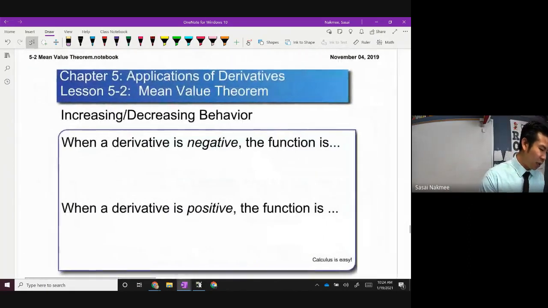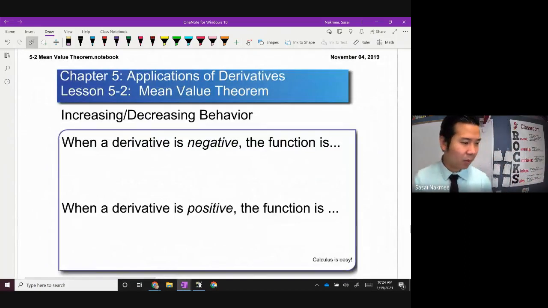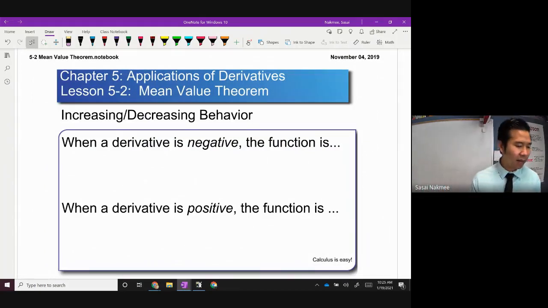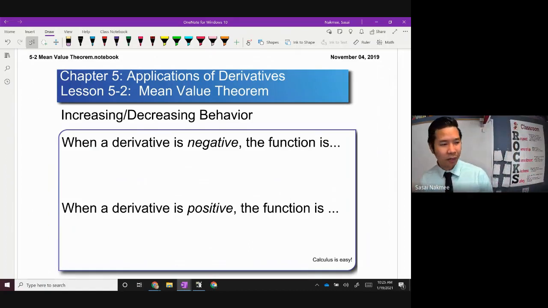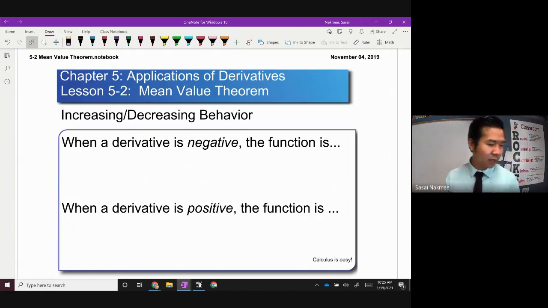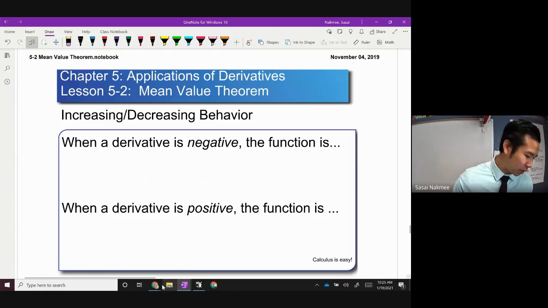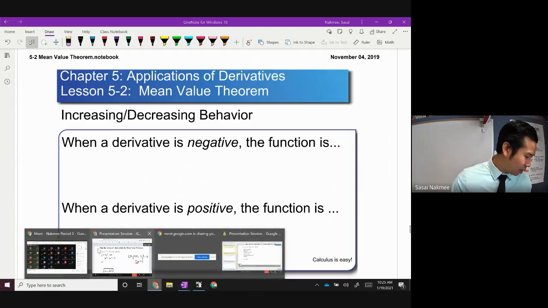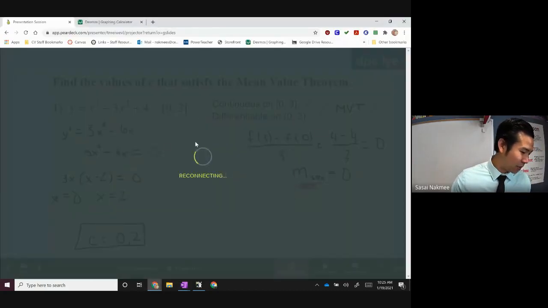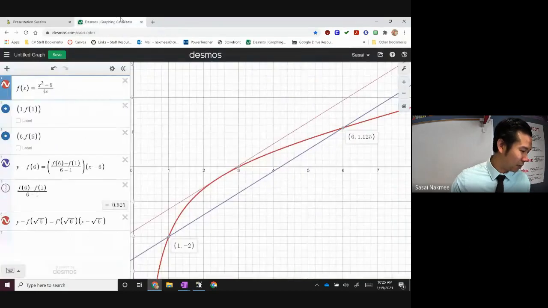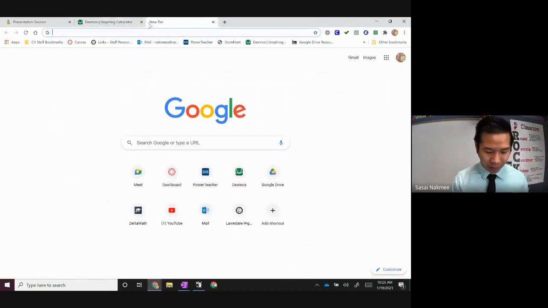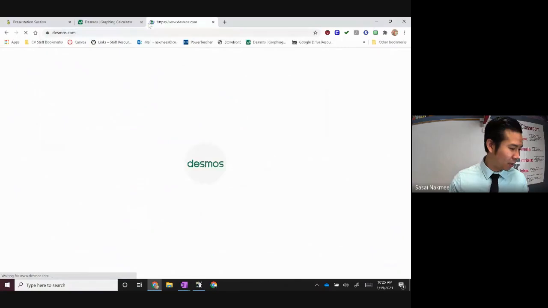Some of you doing homework might have come across a couple of problems about increasing and decreasing behavior. When is the function increasing and when is the function decreasing? There's actually an easier way than just graphing it out. You can do this numerically, but let me show you real quick. I'm going to waste some more time for you on Desmos again. But, you know, Desmos, it's fun. Let's get a clear one right here, and let me graph a function.